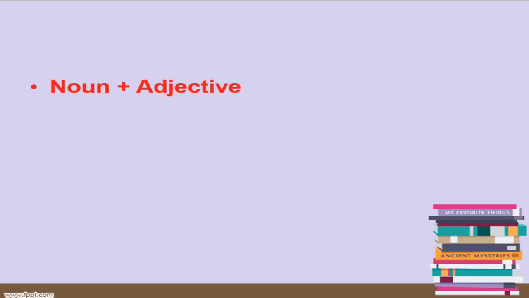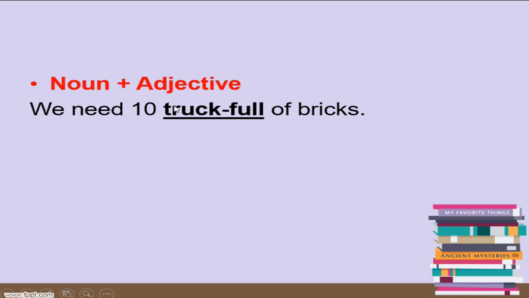We can use noun with adjective. For example, we need 10 truck full of bricks. Truck is a noun, full is adjective. We compound them together to get a new one. If you notice here, I didn't make truck in plural form. Although we have the number 10 before it, as I told you at the beginning of the video, we put the compound noun in a single form, so you cannot make them plural.